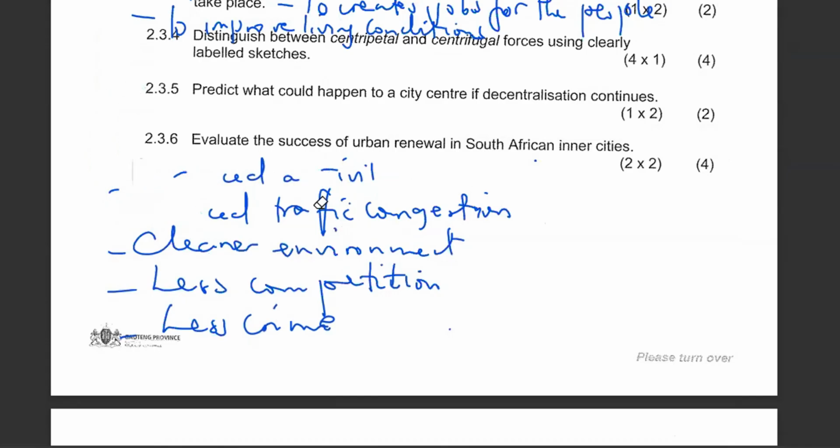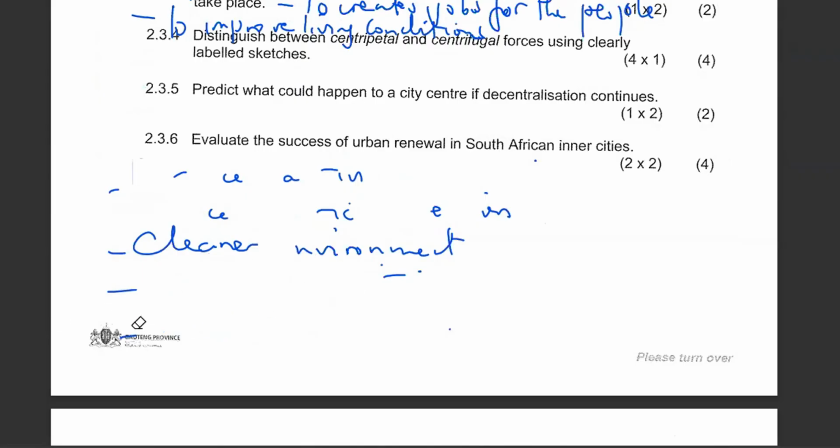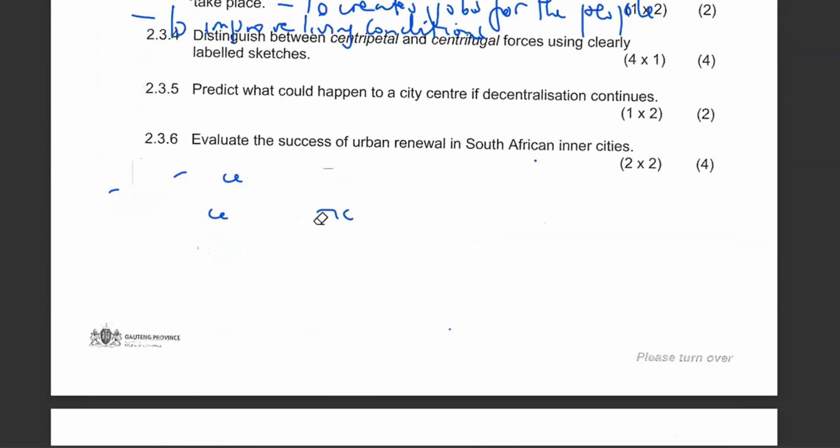Right, moving on to the next question, evaluate the success of urban renewal in South Africa. Is the government succeeding in enhancing urban renewal in the cities of South Africa? How successful is it? We need to do an evaluation. Right, so when you're doing an evaluation, you can check on the side of the positives, and also I can check on the side of the negatives. On the side of the positives, is it a success? We have improved infrastructure.